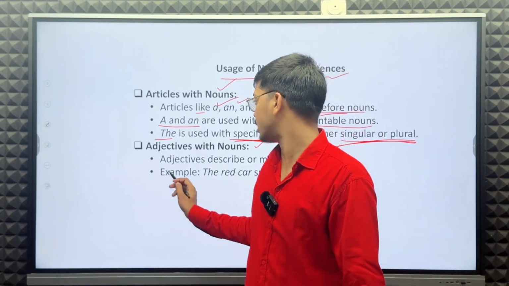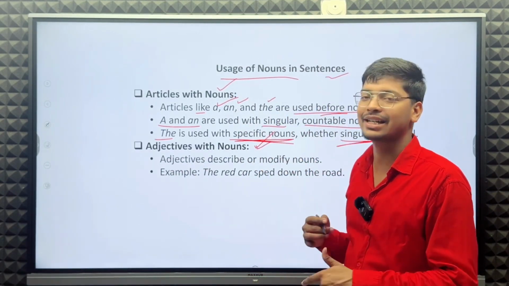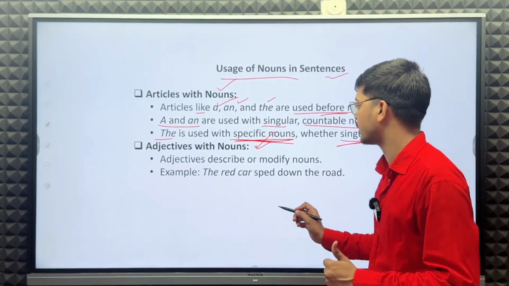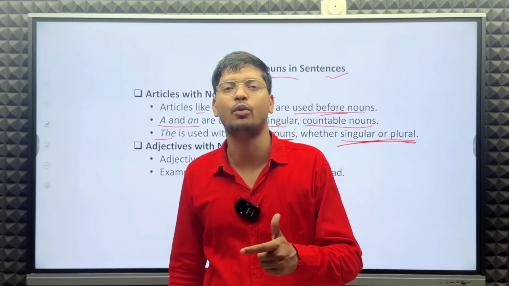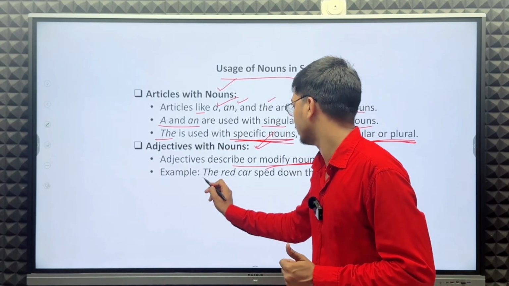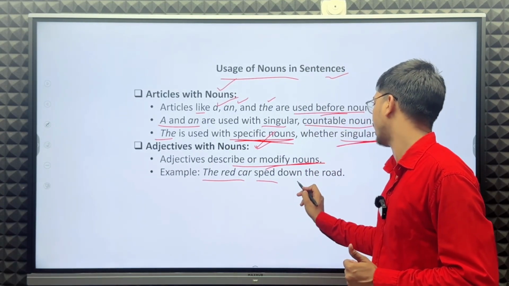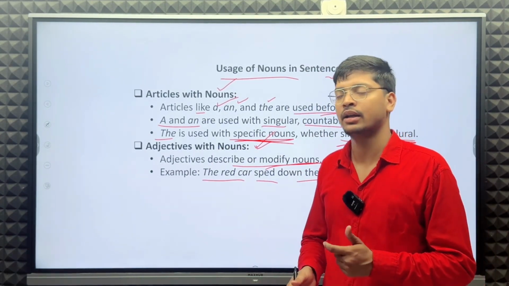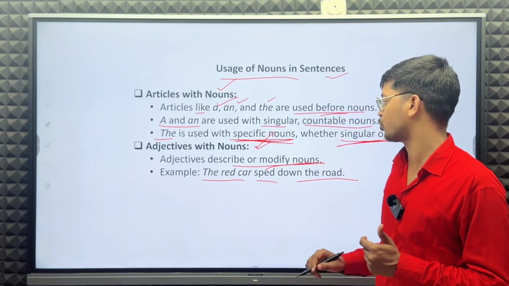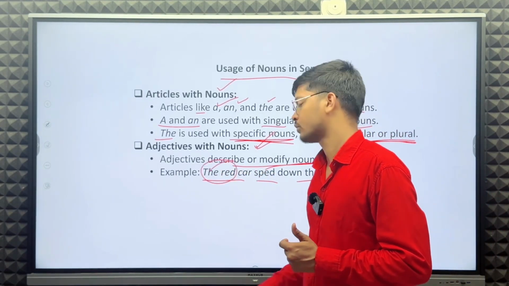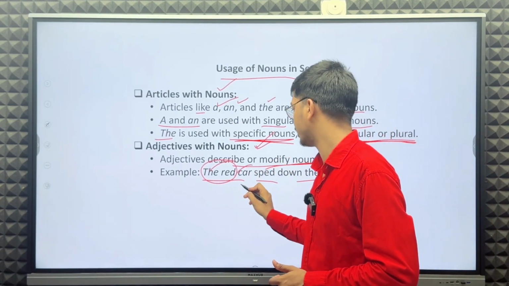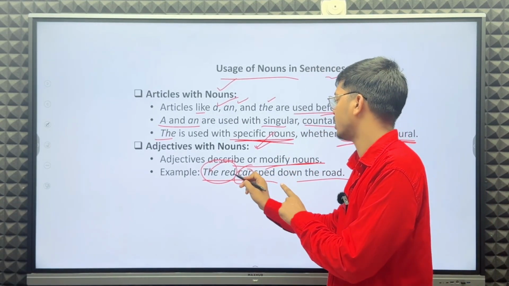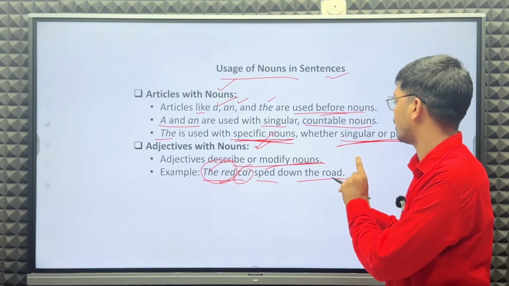Next, adjectives with nouns. Adjectives describe or modify nouns, like the red car sped down the road. So red is the adjective, and car is the noun here.